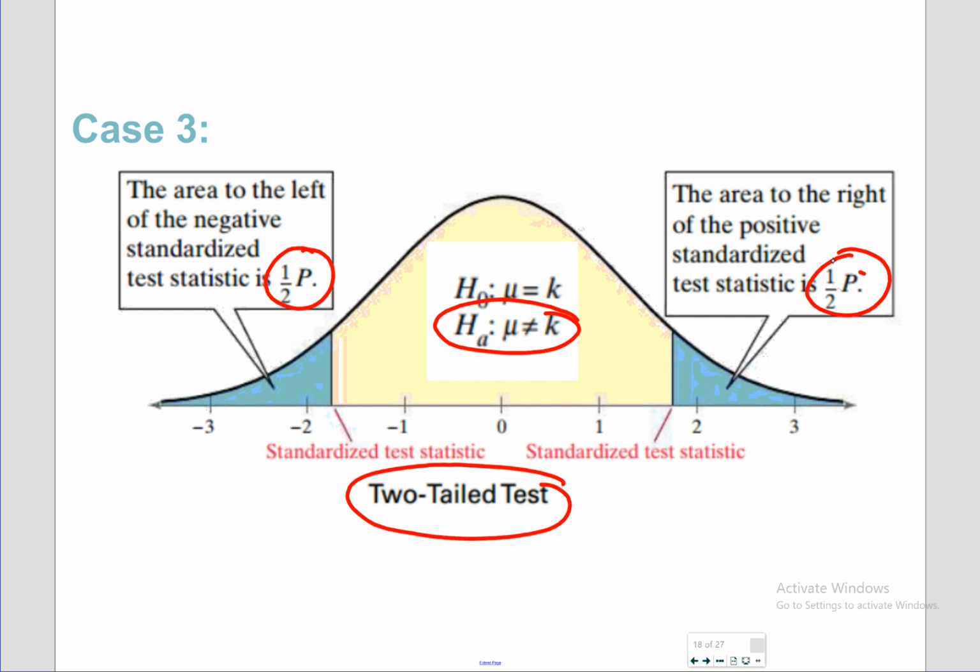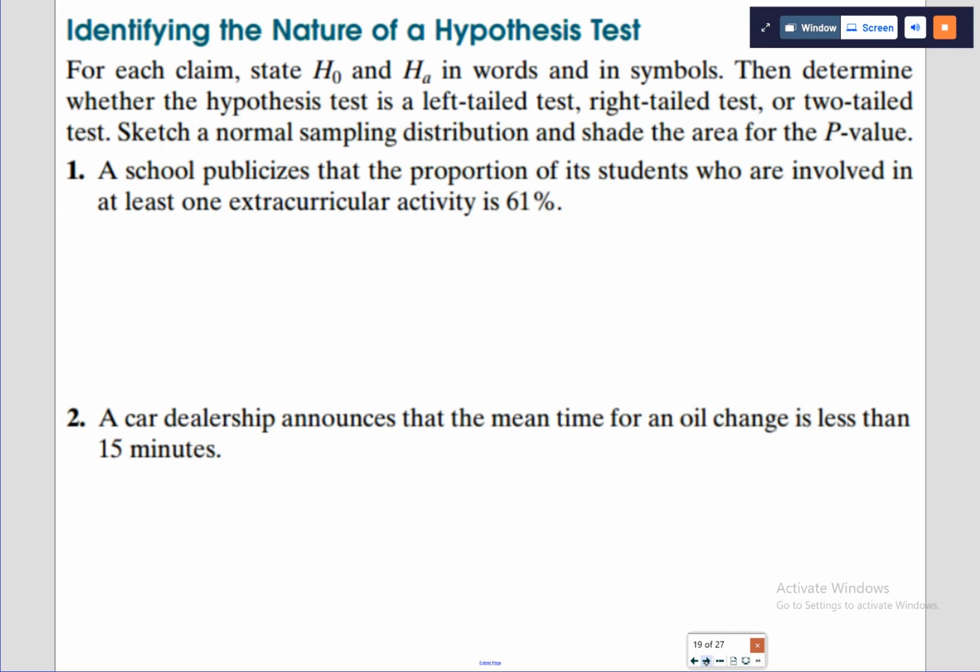Okay, so last slide for the day. What you need for your homework. We've got two questions. We're going to write the null, the alternative, what the claim is, and then we're going to determine if this type of test would be a left tail, a right tail, or a two-tail test. Okay? So the first one says, the school publicizes that the proportion of its students who are involved in at least one extracurricular activity is 61%. Okay, so what is the claim?